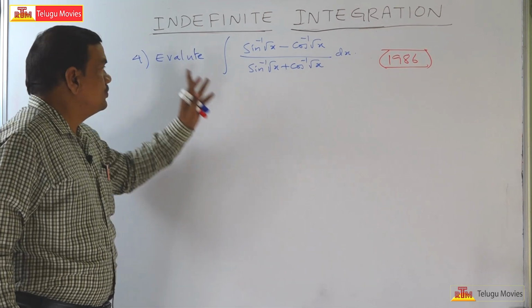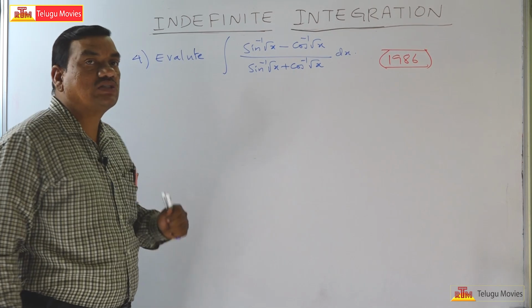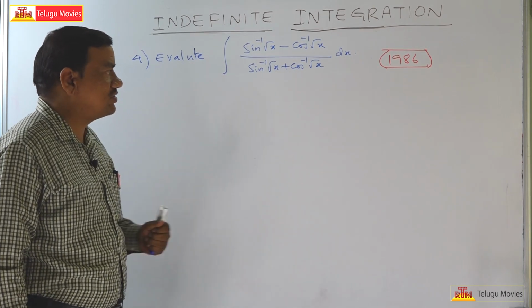Welcome to this problem. So, this is: evaluate sin inverse of root x minus cos inverse of root x upon sin inverse of root x plus cos inverse of root x.